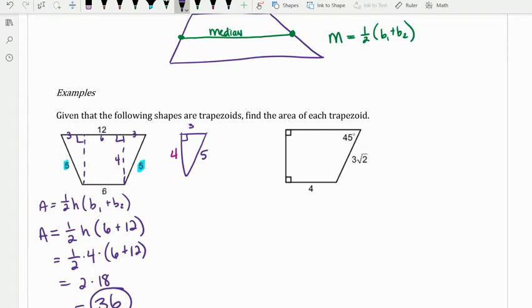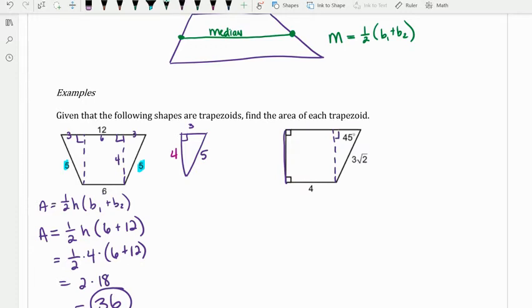Next up here, again, we've got one of our bases. This time we don't have the other base length, and we also don't have the height, which we can use here, or I can draw in a height. I kind of like to always draw in both heights. That way I see it. I can draw in that height.